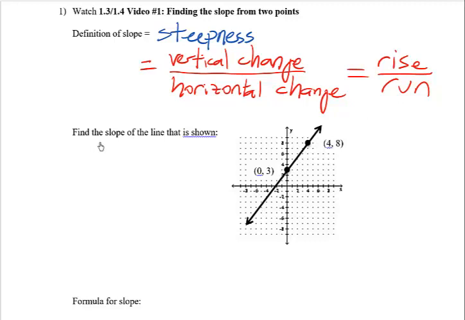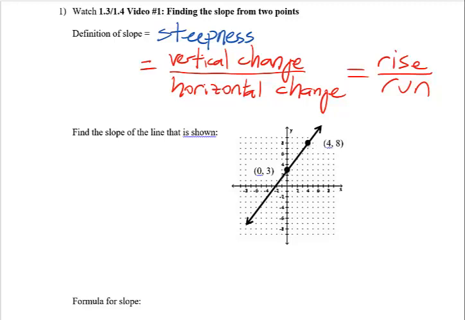So the directions say find the slope of the line that is shown. I've given you a line. I've marked a couple of points in particular on the line. That turns out to be helpful. Well, all I need to do is pick a starting point. I'll just pick this first guy here, (0, 3). And I just need to think about how far left or right or up or down do I need to go in order to get from this first point to this second point.